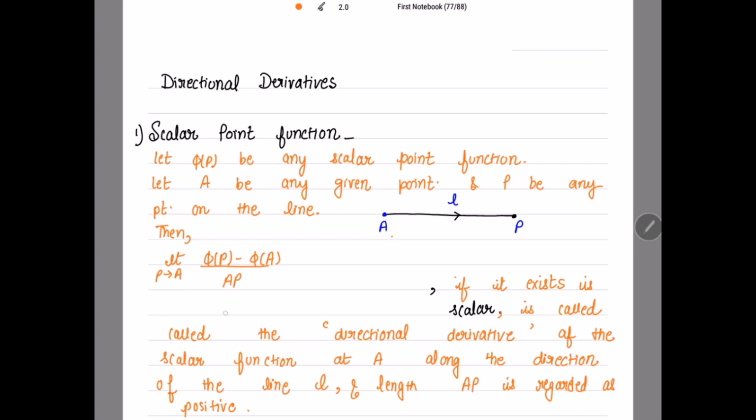If this limit exists, then this limit is a scalar and is called the directional derivative of the scalar function at A along the direction of the line L. And length AP is regarded to be a positive length. So this AP is positive. This distance AP is greater than 0. Alright.